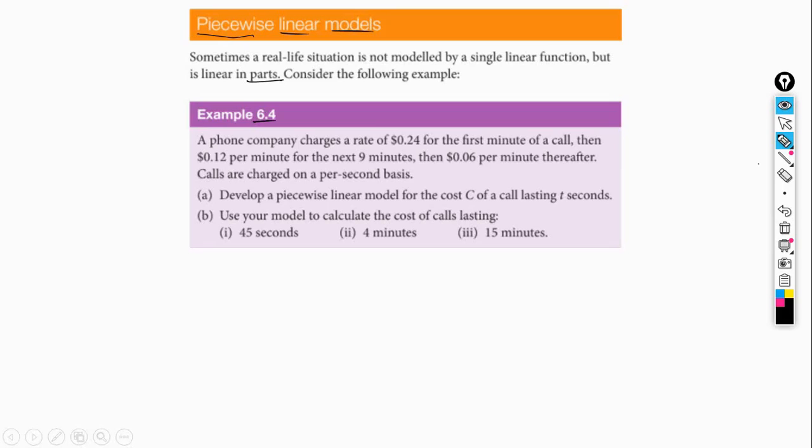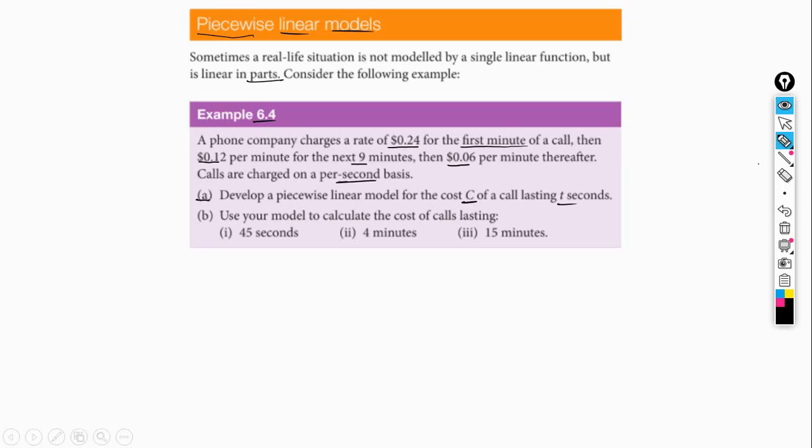And it says, a phone company charges a rate of 24 cents, or $0.24, for the first minute of a call, then $0.12 per minute for the next 9 minutes, then $0.06 per minute thereafter. Calls are charged on a per second basis. Part A. Develop a piecewise linear model for the cost C of a call lasting T seconds.